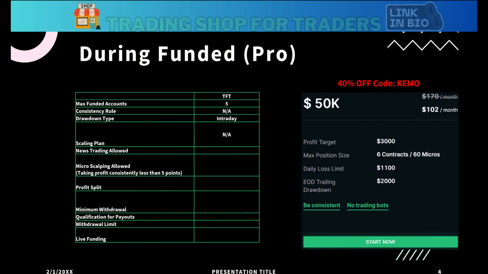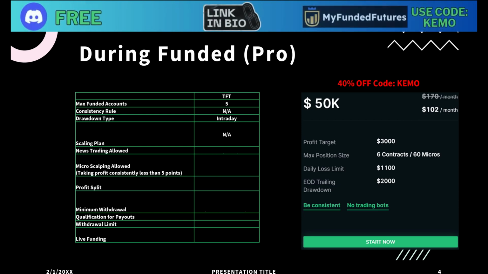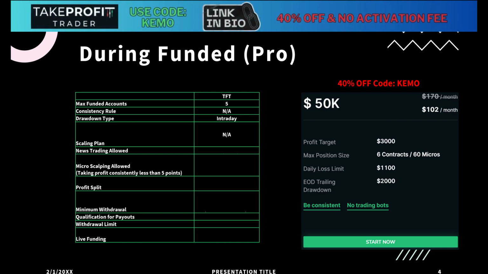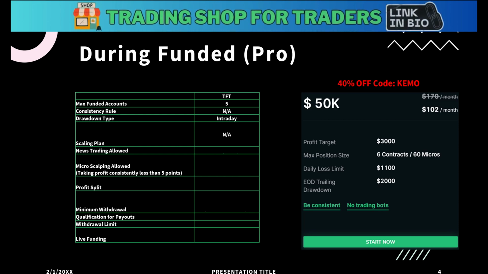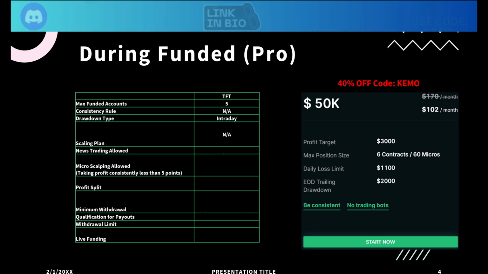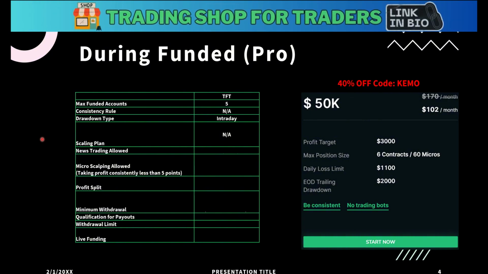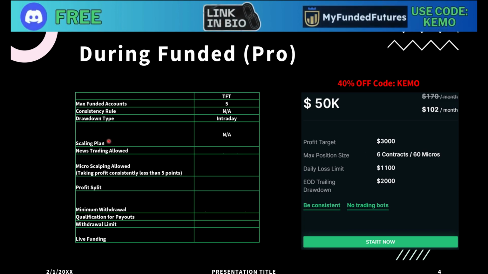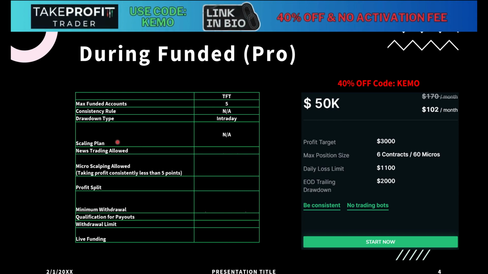For the scaling plan, as you know, on Topstep, below a certain balance in your account, you're allowed to trade only one or two minis. Then above maybe $3,000 or $2,000, they give you the full leverage. Here on TakeProfit Trader, you have full access to the full max position size as soon as you get to the funded phase, whether or not you have profit in your account.